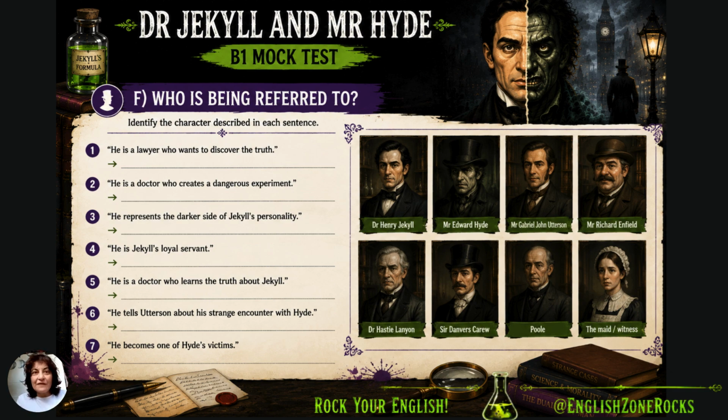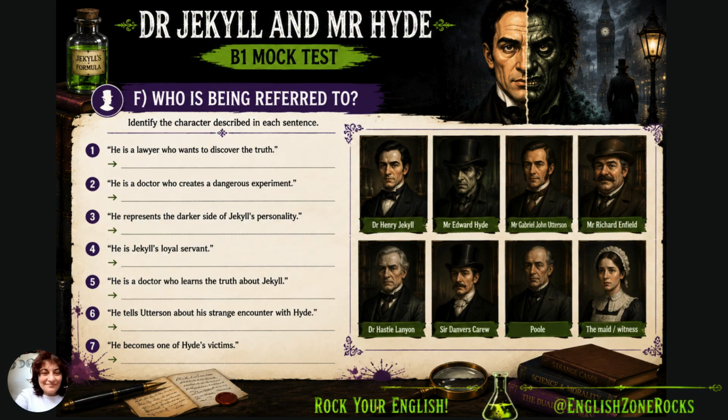So, for example, here we got the characters, yes? He's a lawyer who wants to discover the truth. He's a doctor who creates a dangerous experiment. He represents the darker side of Jekyll's personality. He is Jekyll's loyal servant. He is a doctor who learns the truth about Jekyll. He tells Utterson about his strange encounter with Hyde. He becomes one of Hyde's victims.